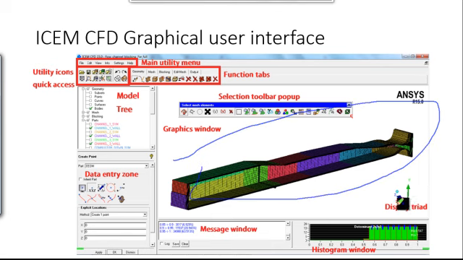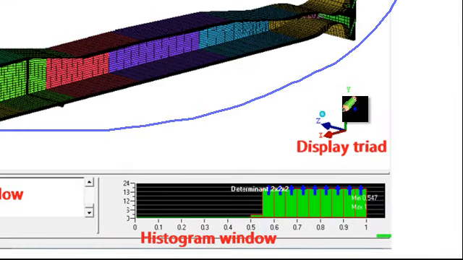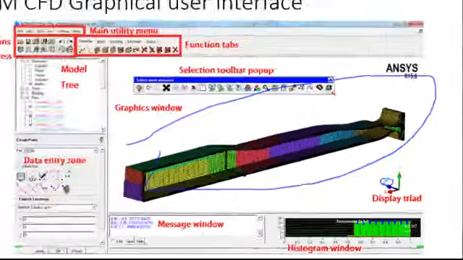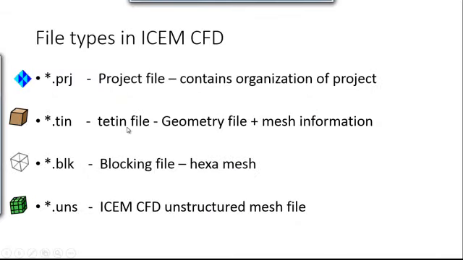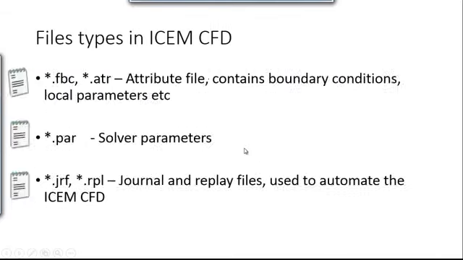Also there is a display triad. You can click on any axis and you will get the view normal to the other two axes. For example, if you click on the Z axis, you will get the view on the X and Y plane. If you click on the Y, you will get the view in the Z and X plane. If you click on this circular dot, you will get the isometric view. So these are the five types we have just covered.